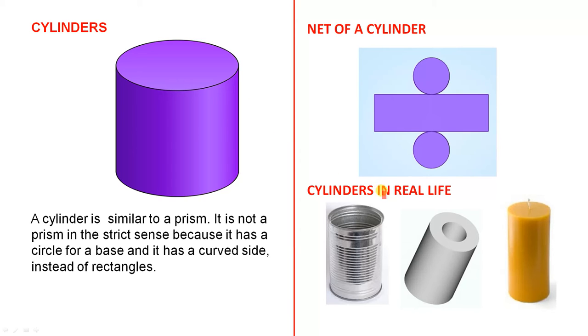Some cylinders in real life. We have the very famous can, and you can put food in there or anything else. This could represent a pipe, for example, and that's hollow, or it could represent, say, a roll of paper, but it doesn't have to have the hollow part in the center. And you can also have this candle. So these are all examples of cylinders.